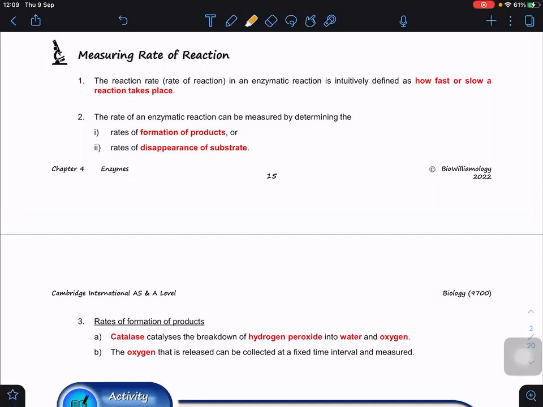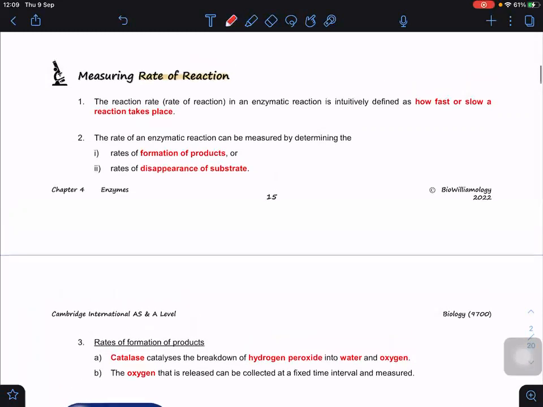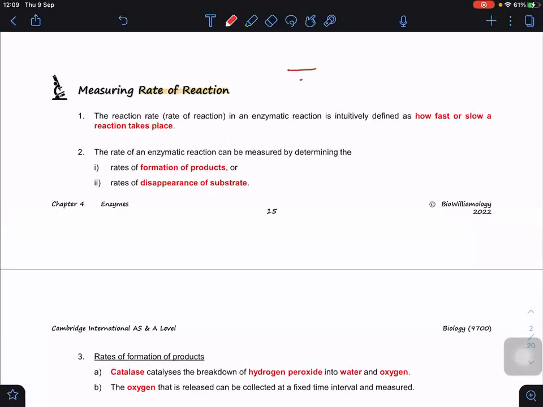Okay. Now, if we want to measure the rate of reaction, the first thing we need to know is the meaning of the rate of reaction. As long as it involves the word rate of reaction, always remember we are going to use time. That means we have to divide something over time, then I will get the rate. Are you clear? So this something means something that we want to measure. Something that we can measure here.